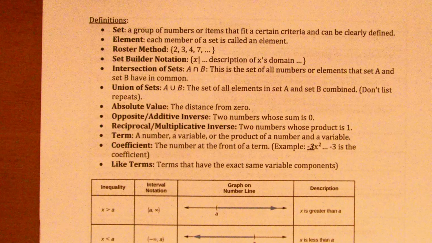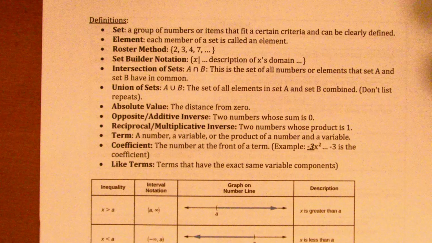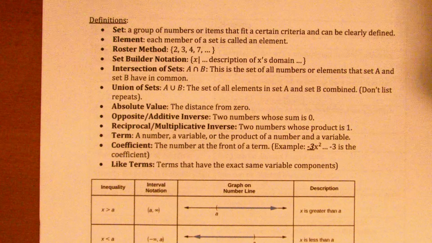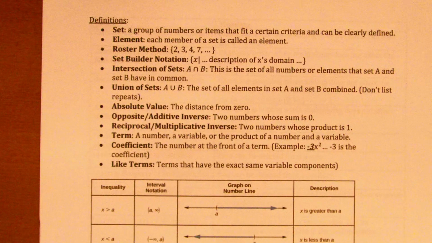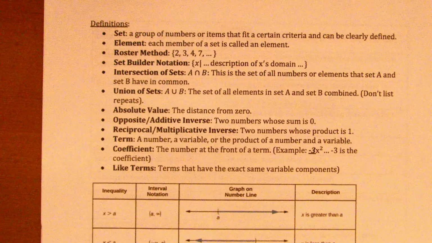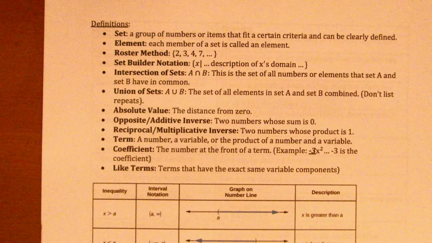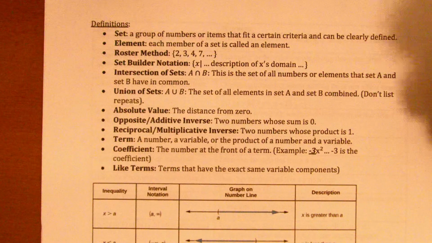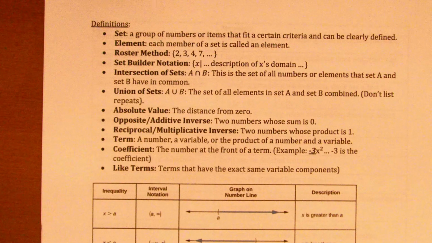If we're in a room with a group of people, I could talk about the set of people who are all wearing the color red, or the set of people who all have brown hair. You can classify groups with certain criteria. If I'm talking about a set of numbers, if I wanted to talk about all even numbers, that would be a set of numbers.